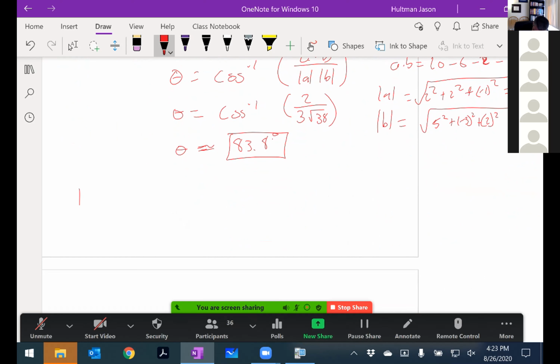Two vectors are orthogonal if and only if A dot B is equal to 0. Two vectors are orthogonal if A dot B is equal to 0.